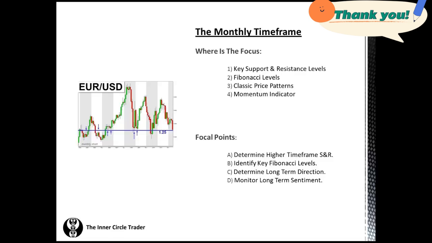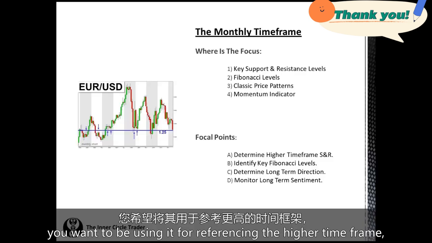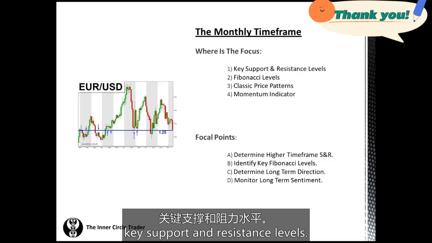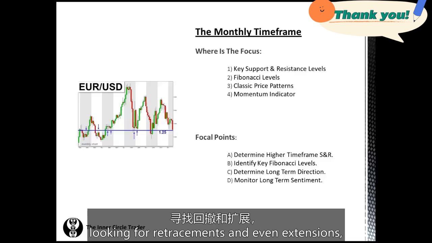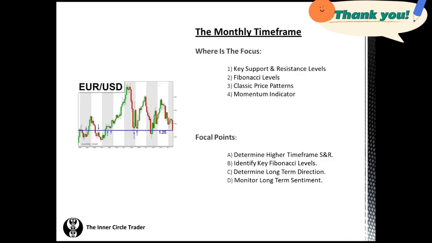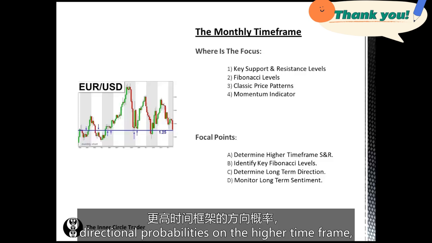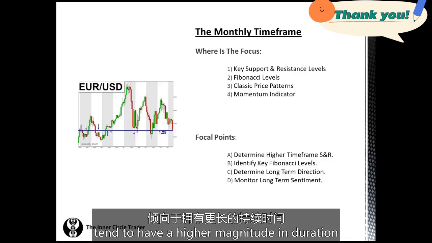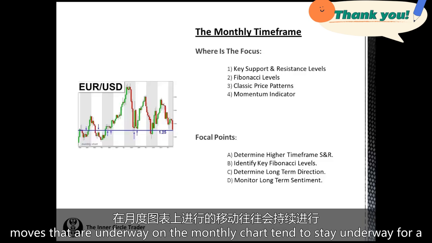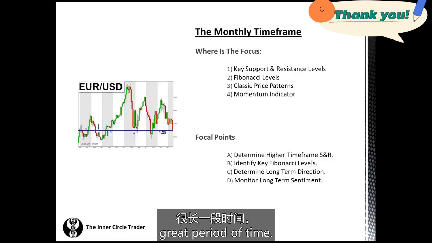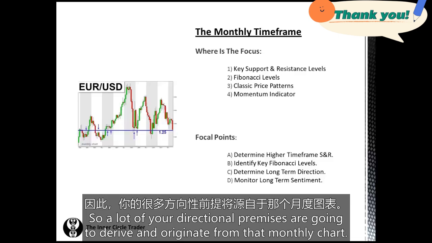But when you're using this chart, you want to be using it for referencing the higher time frame key support and resistance levels. You want to be looking for your Fibonacci levels, measuring highs to lows, looking for retracements and even extensions, looking for classic price patterns, trends. Directional probabilities on the higher time frame tend to have a higher magnitude in duration versus the intraday charting concepts. So generally, moves that are underway on the monthly chart tend to stay underway for a great period of time. So a lot of your directional premise is going to derive and originate from that monthly chart.